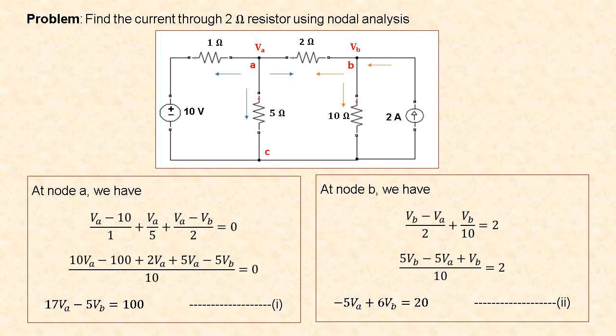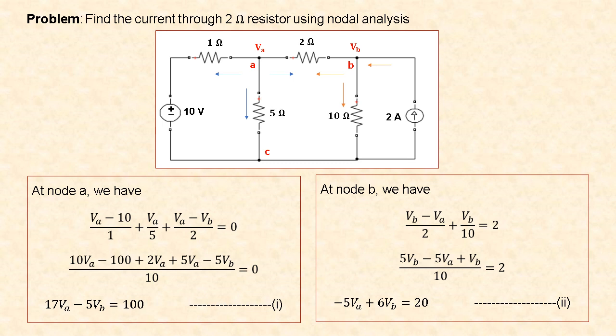Now, consider node B. Let this voltage be superior to all other voltages. Here the entering current is 2 amps, and the leaving currents are the currents through 2 ohm and 10 ohm. The current through 2 ohm is nothing but VB minus VA divided by 2. Similarly, the current through 10 ohm is VB by 10.